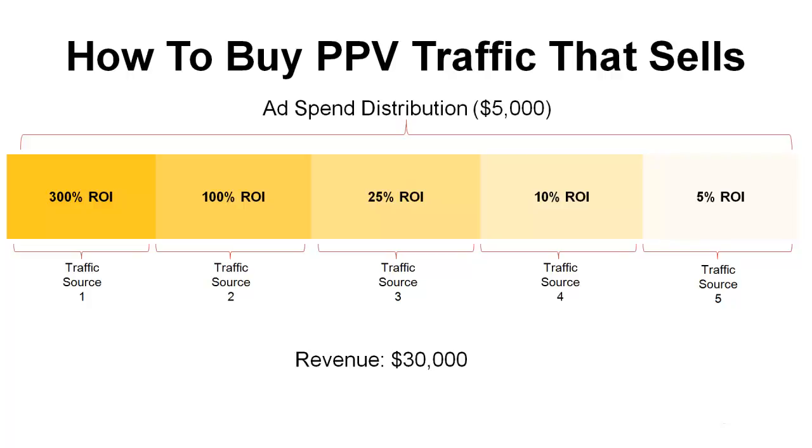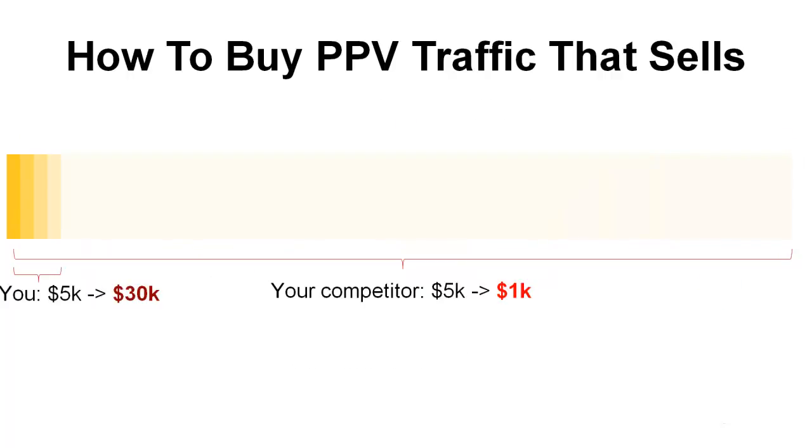In a nutshell, this is an overview of how we can buy PPV traffic that sells. By focusing on the winner and throwing out the losers multiple times, we'll eventually discover where all the top premium buyers are. By then, you know that your results are going to be predictable, and that you're going to be very profitable whenever you advertise.